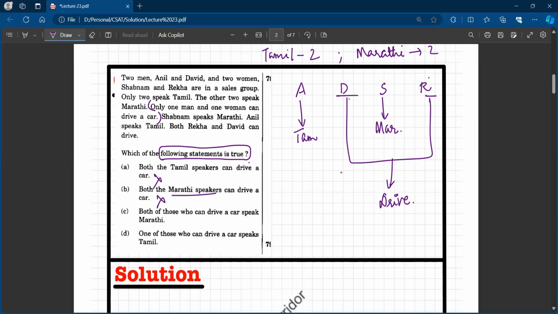Both of those who drive a car can speak Marathi. This is conclusively a similar statement. So both who drive the car are not speaking Marathi. Out of them, one is speaking Tamil. This is wrong. So your answer will be D. One of those who can drive a car speaks Tamil. Clear? I hope it is an easy question. Question number 2, we are done with this. Proceed to the next problem.